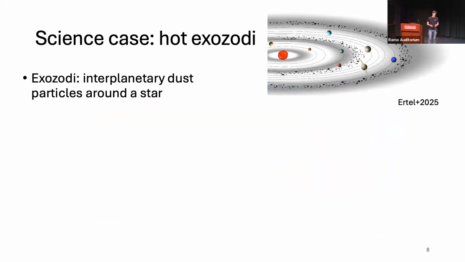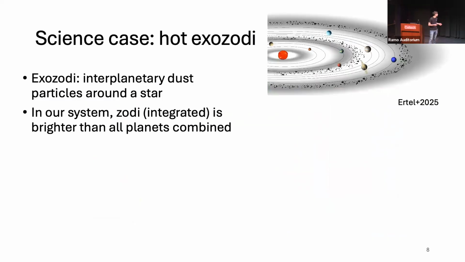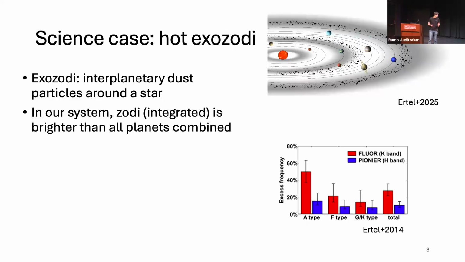Another important science case is understanding exozodiacal dust. Exozodiacal dust, I'm showing here a sort of solar system-like schematic where you have cold dust on the outside and then it gets warmer as you come in. And in our solar system, the exozodiacal dust integrated is brighter than all of the planets combined, at least in the optical and near infrared. And so this has also been detected in a wide variety of other systems in previous surveys.